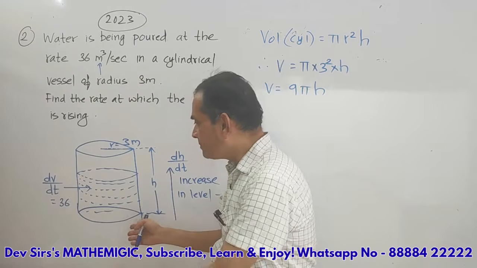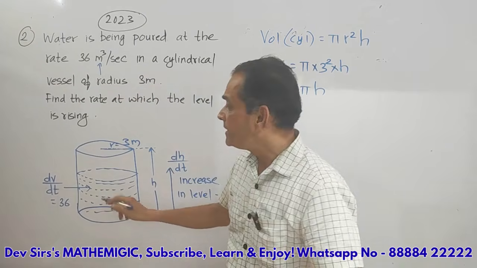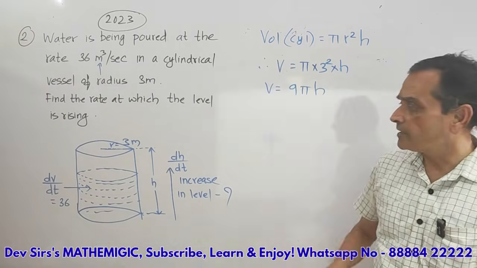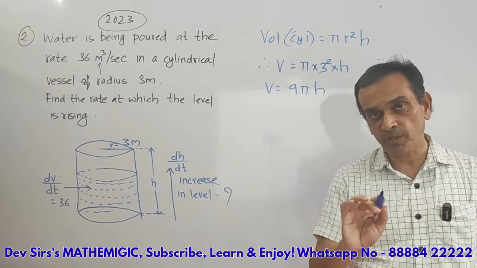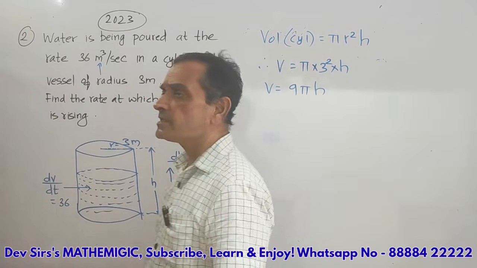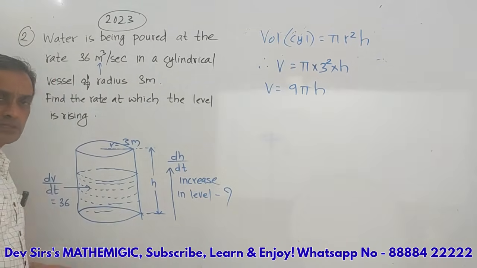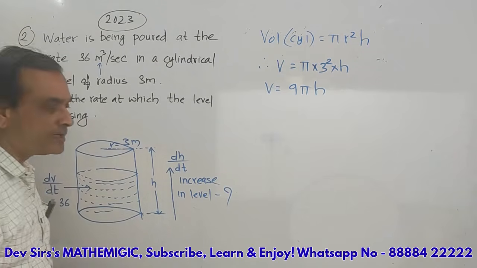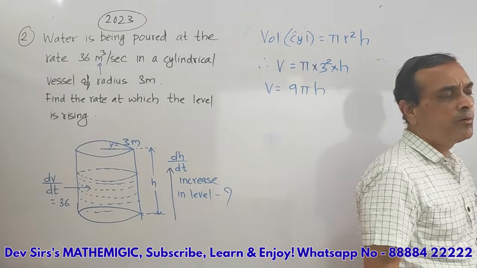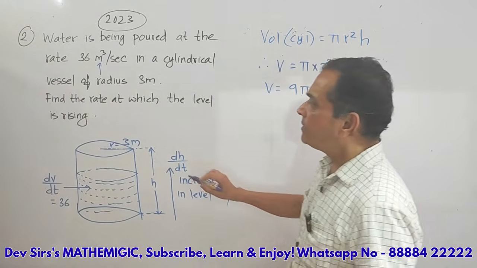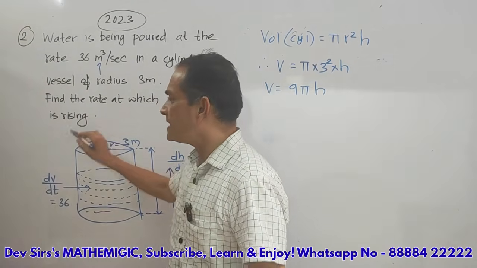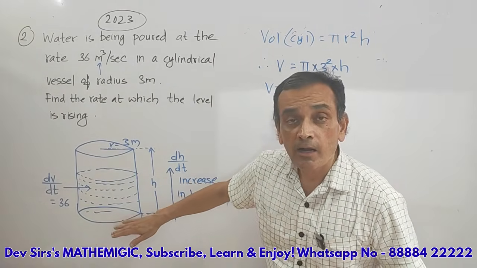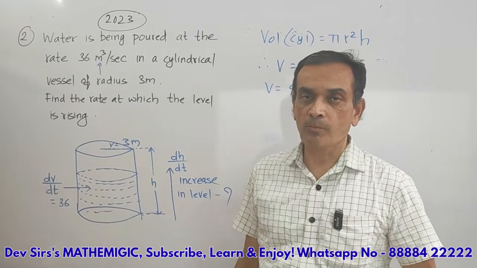पानी डाल रहे हैं अंदर तो पानी बढ़ रहा है फास्ट. कितना फास्ट बढ़ रहा है? dv by dt. Rate of change of volume dv by dt 36, not volume. Clear? Okay. Radius is 3 meters, radius of the cylindrical jar. h is the height of the cylinder. Usually height देते हैं लेकिन height का यूज नहीं इधर, because the question asked is find the rate at which the level is rising.